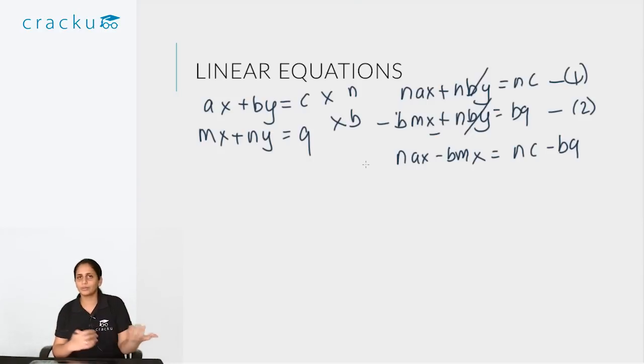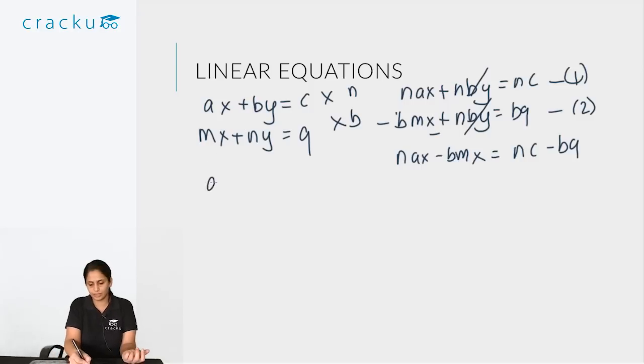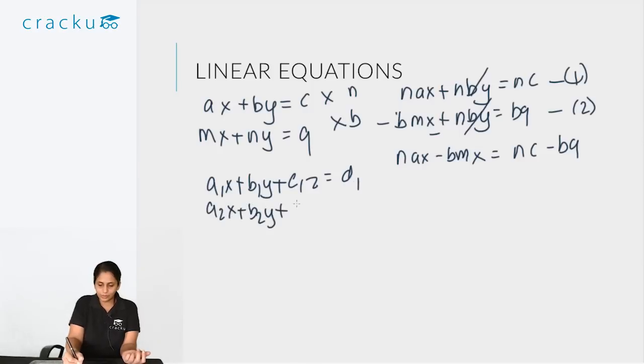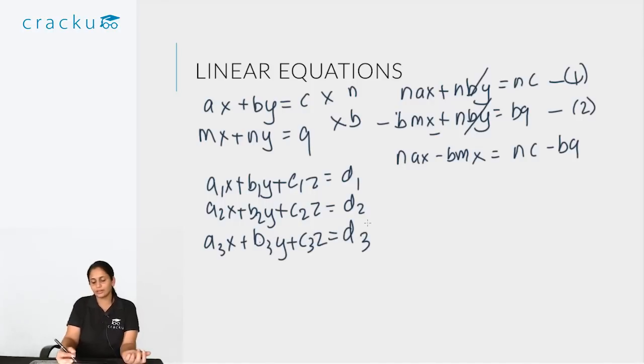Solving 2-variable linear equations is a fundamental concept. You can extend this to 3-variable linear equations also. So when we have 3-variable linear equations, that is a1x plus b1y plus c1z is equal to d1, a2x plus b2y plus c2z is equal to d2, and a3x plus b3y plus c3z is equal to d3, essentially you have to change the equations in such a way that you cancel off one variable.